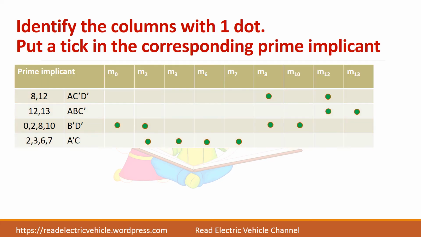So first what we are going to do is identify column with one dot. So here you see this column M0, it has only one dot. M3 has one dot, M6 has one dot, whereas M2 has two dots. So I am going to find the single dot columns. So M0 put a tick mark, for M3 one dot, M6 one dot, M7 one dot, then M10 is having one dot, M13 one dot. So you finish this one first.